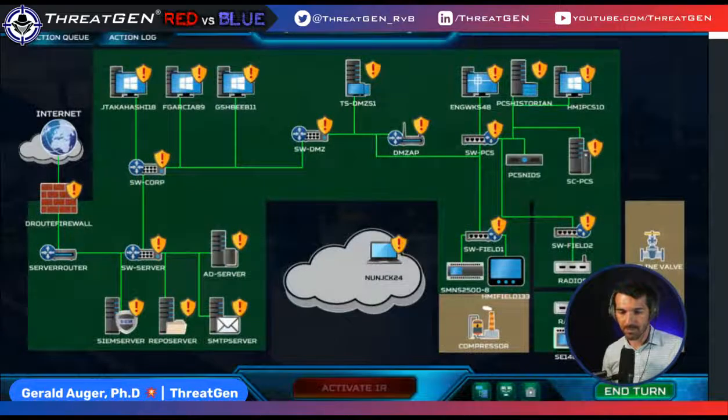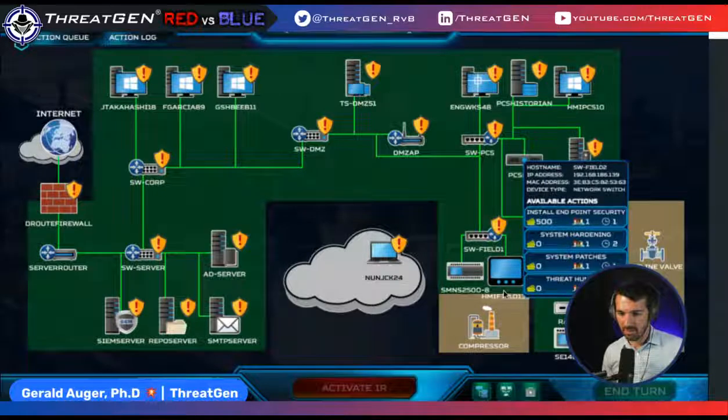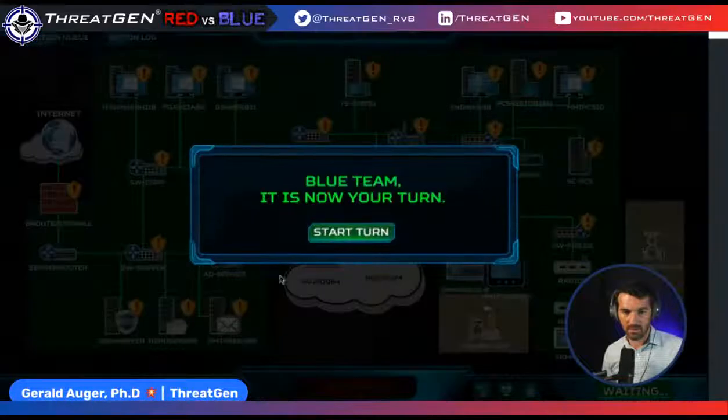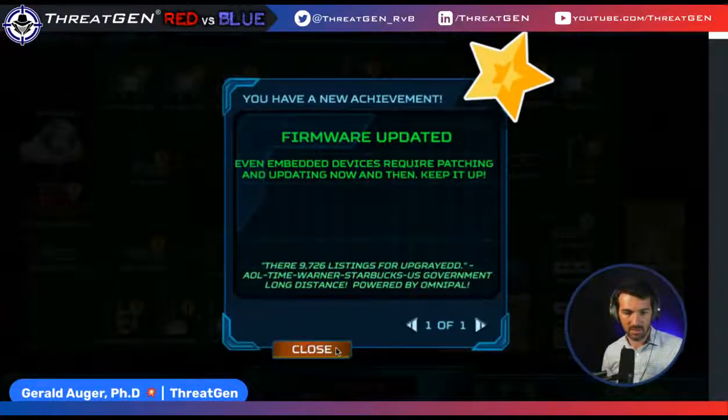Okay. Let's update the firmware because I think the bad guy is doing that. Okay, and then what assets are compromised, right? Like, let's do threat hunting on these devices. Okay, let's see what happens. Let's see if we get our firmware updated. Yes. Okay, hopefully.